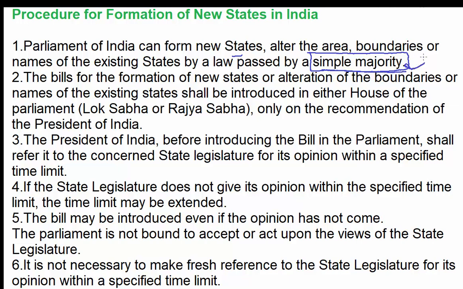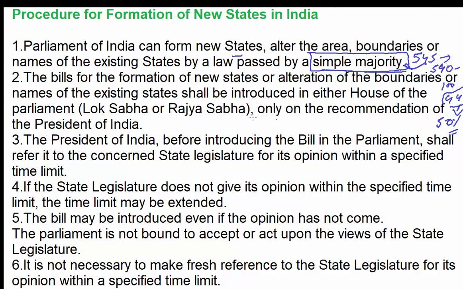Simple majority means, consider that on the day when the bill is introduced and is to be passed, members present out of 545 is 540 while 100 abstain from voting. The majority required then will be 540 minus 100, that is 440, and 50% plus 1 of this 440 will be the majority required to pass that bill. That is called simple majority.